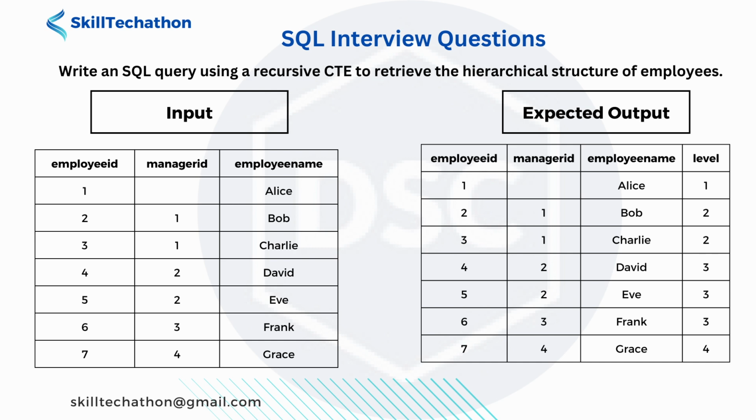The labels are the hierarchical level of the employee, with the top level employees, for example the CEO, at level 1 and employees further down the hierarchy at higher levels. We need to sort the output by level, and within each level by employee ID. So let's go to SQL and check how we can do it.